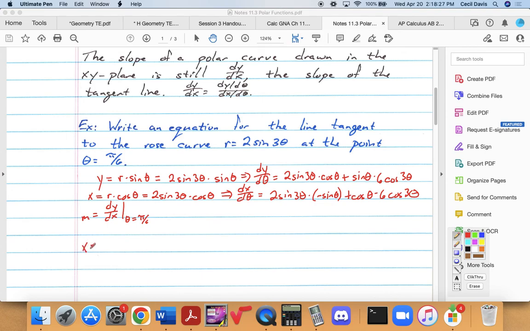So the x coordinate is going to be 2 sine of 3 times pi over 6 times cosine at pi over 6. Let's see, that'll be 2 times sine of pi over 2. Sine at pi over 2 is 1. Cosine at pi over 6 is square root of 3 over 2. So does this whole thing end up being the square root of 3? Yep.